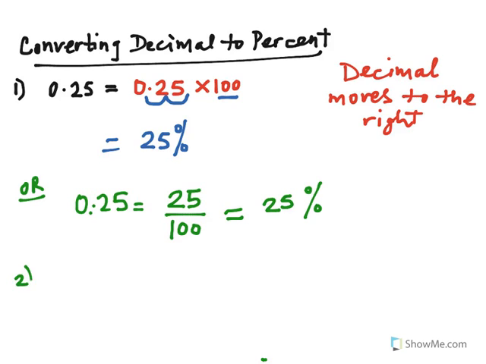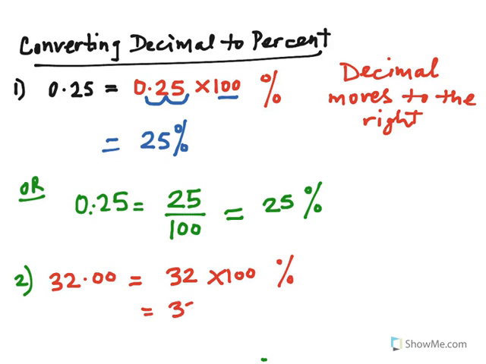The change would come when we have a whole number, for example 32. If you're given a number 32, and there's nothing after it, assume there are zeros at the end after the decimal. To convert this number into a percent, I'll have to write down 32 times 100. The moment we write times 100, it becomes a percent, which means this is 3200%. I hope it's clear to you.